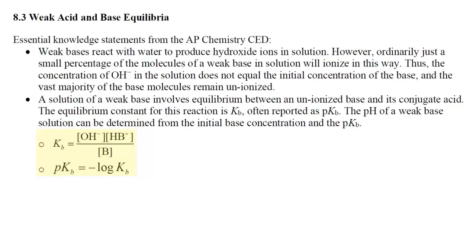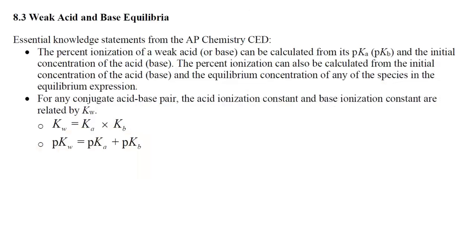All right, just a few more in topic 8.3. The percent ionization of a weak acid or base can be calculated from its pKa or pKb and the initial concentration of the acid or the base. The percent ionization can also be calculated from the initial concentration of the acid or the base and the equilibrium concentration of any of the species in the equilibrium expression.